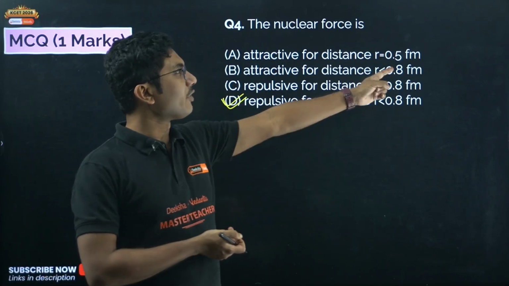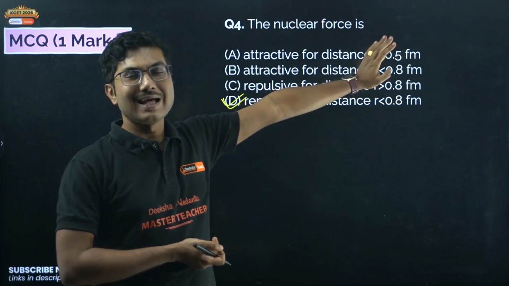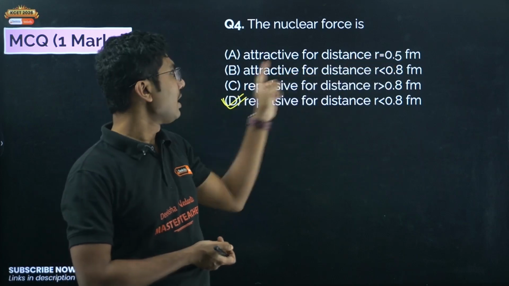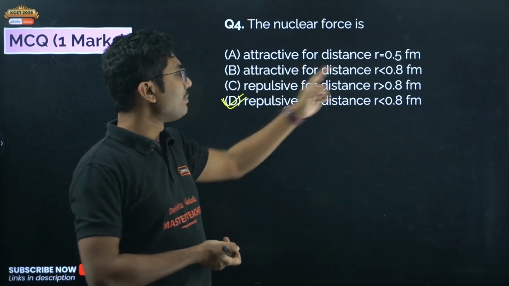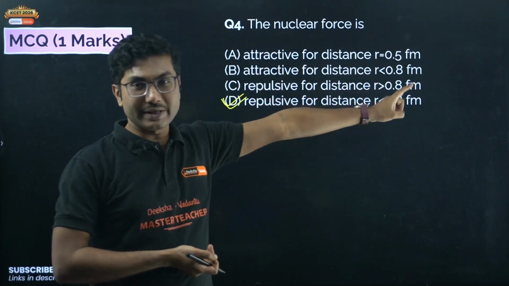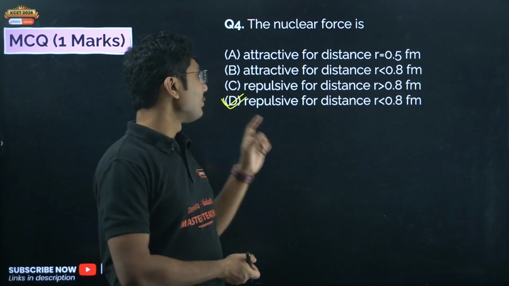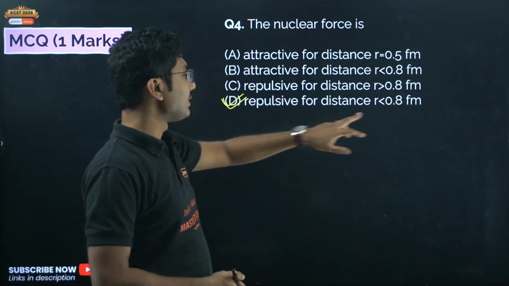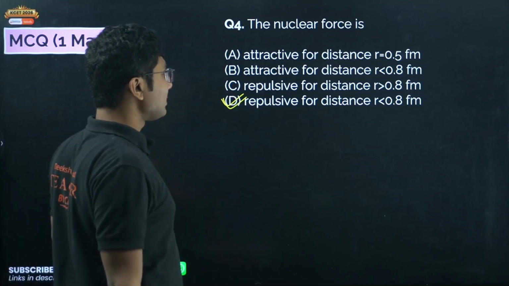Attractive for distance r equals 0.5 is definitely not correct, because this distance is less than 0.8 fermi, so it is repulsive. Attractive for less than 0.8, again in this range it is repulsive. Repulsive for r greater than 0.8 is again wrong, because in this range it is attractive. So repulsive for distance less than 0.8 is the only correct answer. This is one of the previous year questions from this chapter.